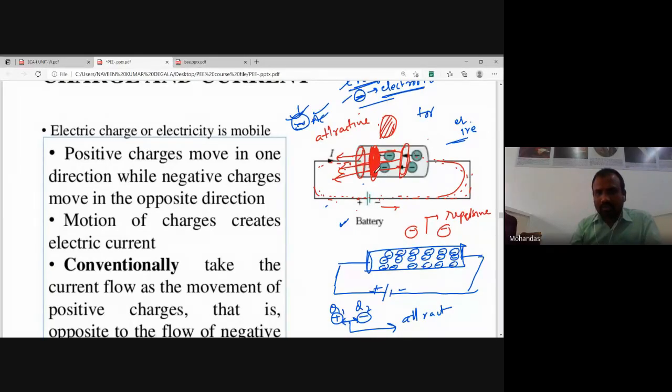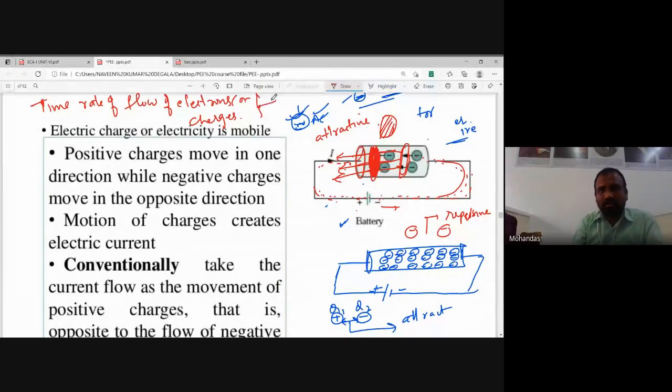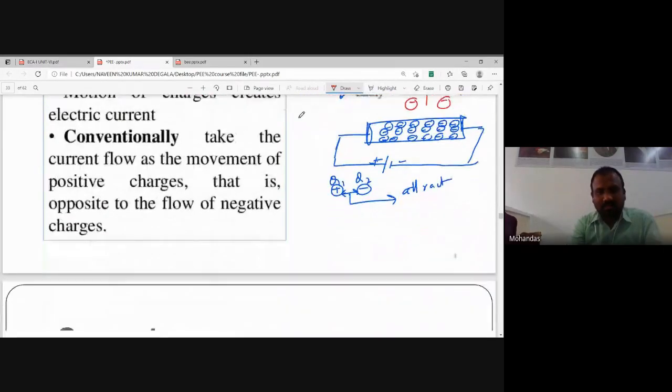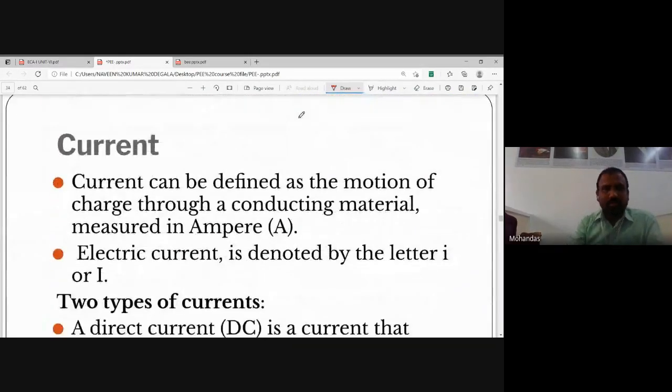It is indirectly known as the time rate of flow of electrons or charges. It is known as current. That is the definition of electrical current. Okay. Now let us see this definition here.